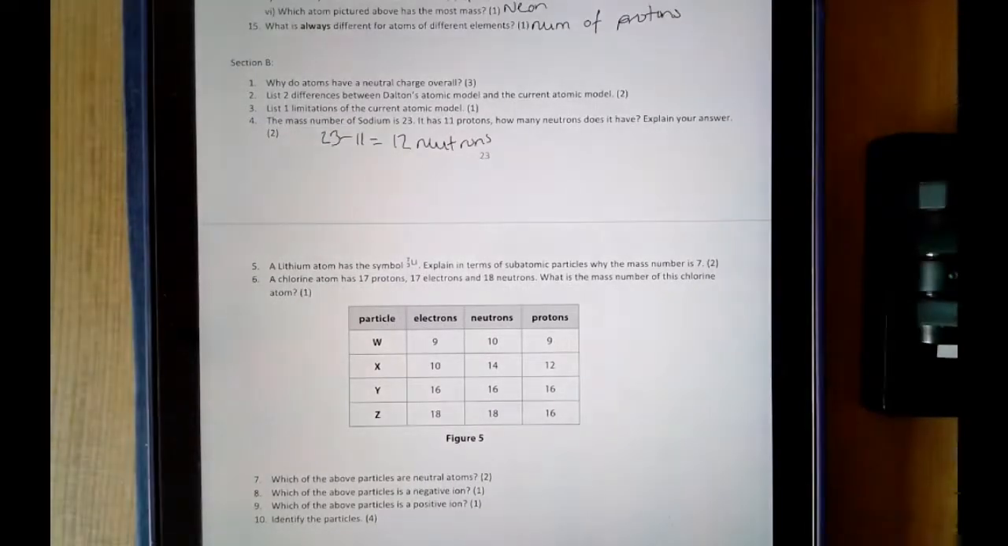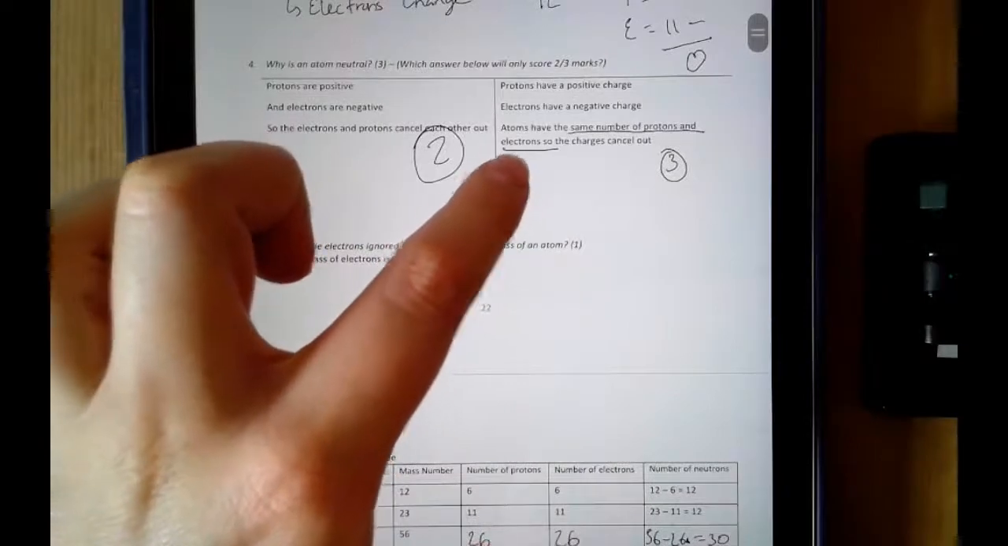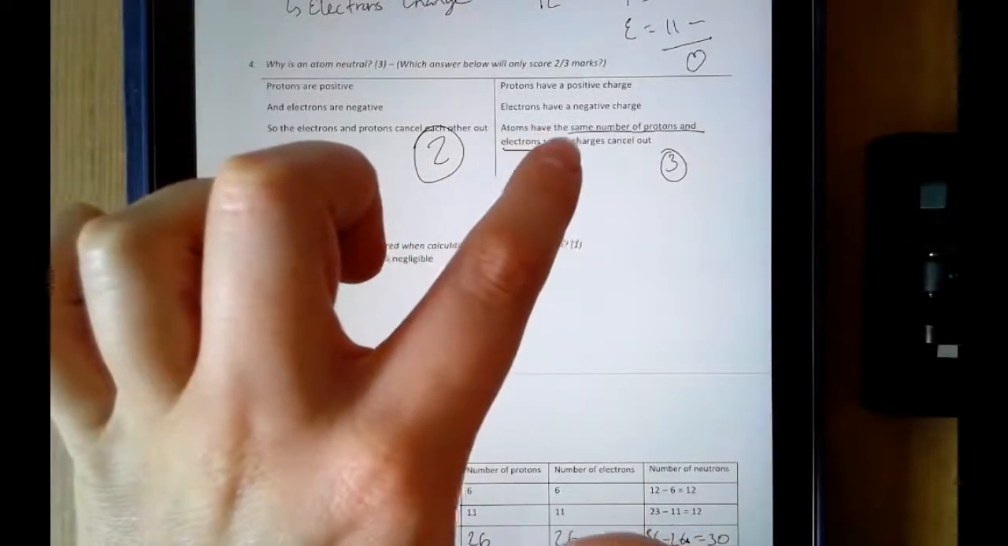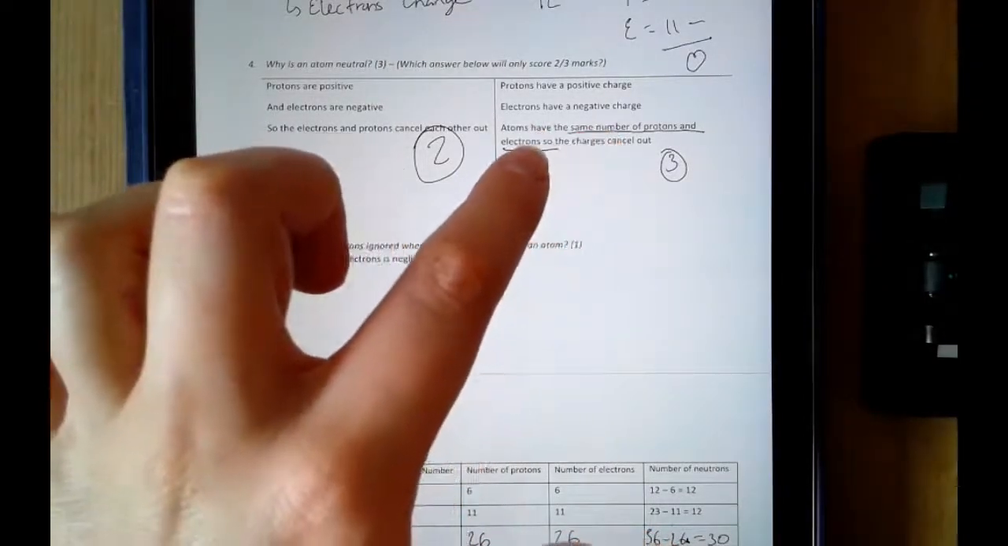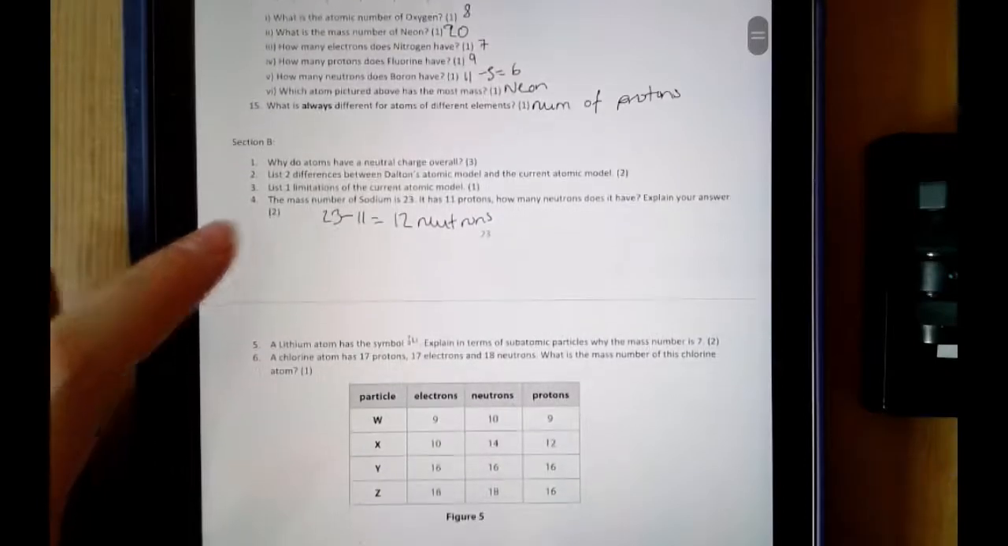Okay, so we'll go through section B. For number 1, why do atoms have a neutral charge? I've already written this out for you here. You're using the answer on the right. You have to specify that they have the same number of protons and electrons, which is why the charges cancel out.